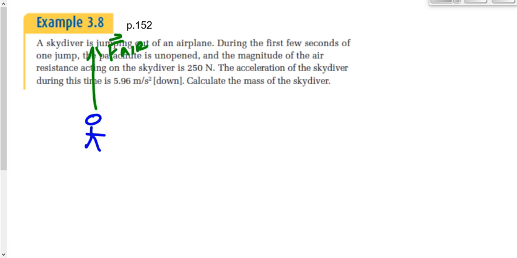And we're going to say that value is 250 newtons. Are there any other forces acting here? Of course there is, right? Blake, what is it? Gravity, good. And is gravity going to be bigger or smaller than air resistance? Or the same?